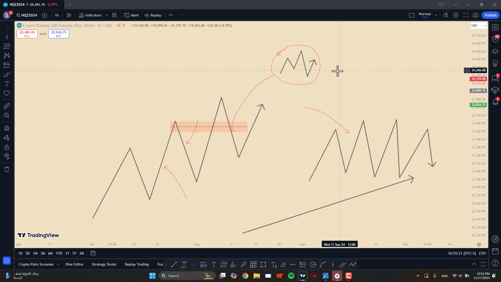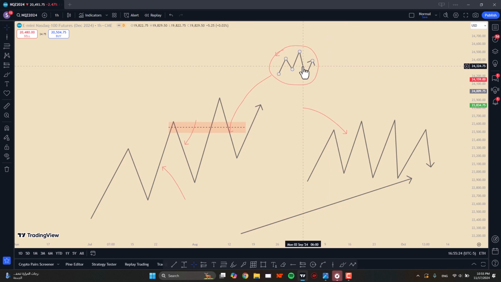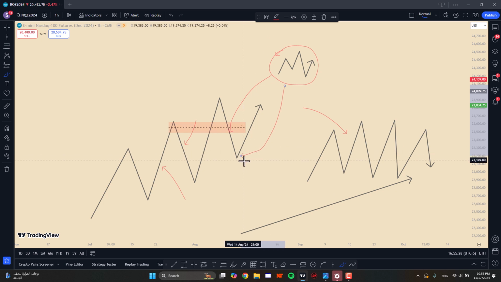Now suppose that this happened here, right? Now the probability of working is decreased, because we are overextended on the pullback, right? And it is likely that price is going to reverse from here, so you should not look for bearish signals.